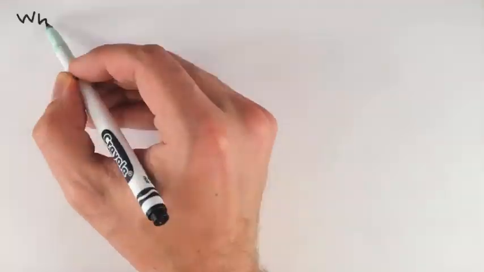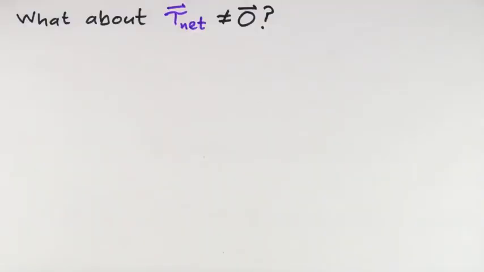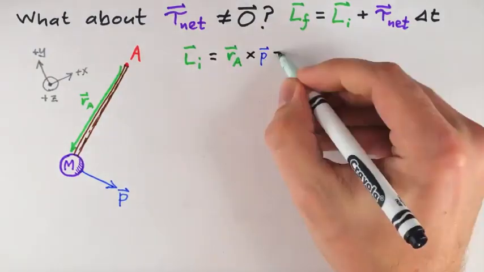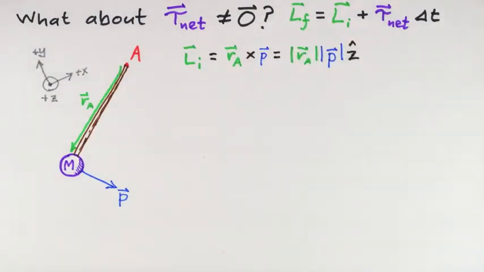Now, how would our prediction for the final angular momentum change for this system if there was a non-zero net torque? Let's start with the same initial angular momentum as before, so that when we do the cross product, we find the same magnitude and direction for L sub i.